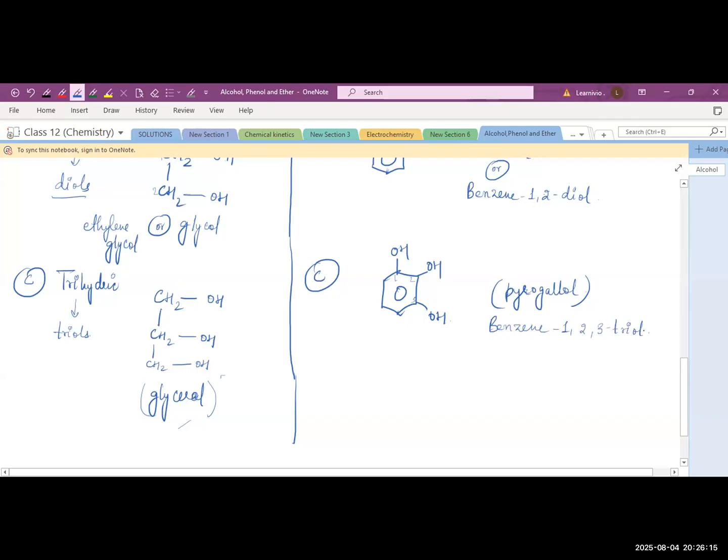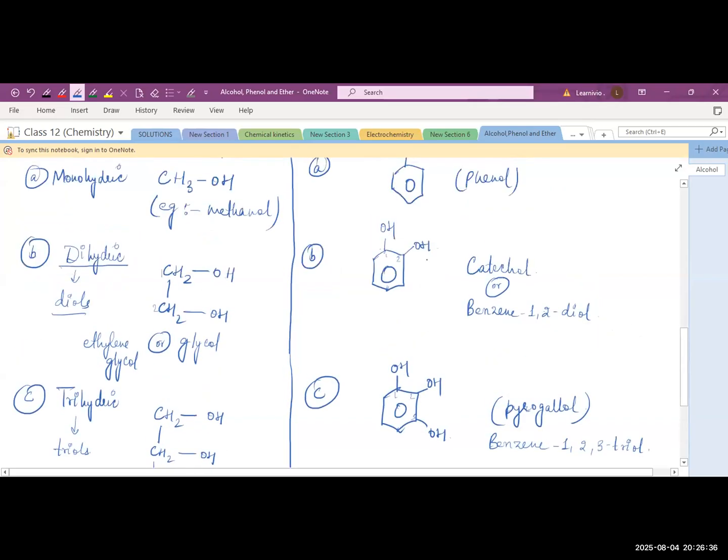Got it? And it's not compulsory that the OH is always attached in this sequence 1, 2, 3. Sometimes the OH can be attached anywhere, not oxygen, the whole OH group. Suppose in the dihydric type, this OH is there on the first and second position. If both OH groups are attached on the 1 and 2 positions, then it is known as catechol.